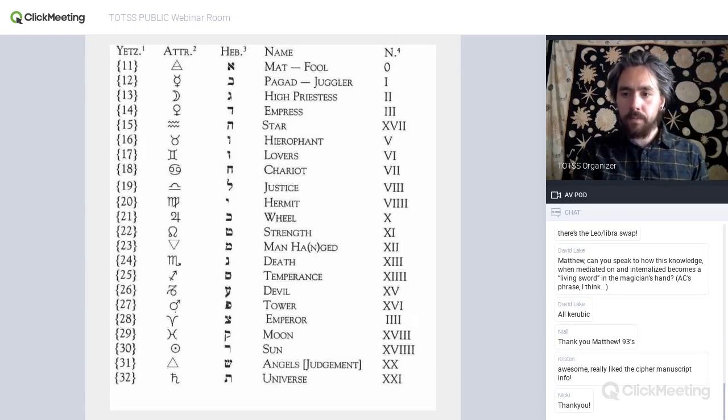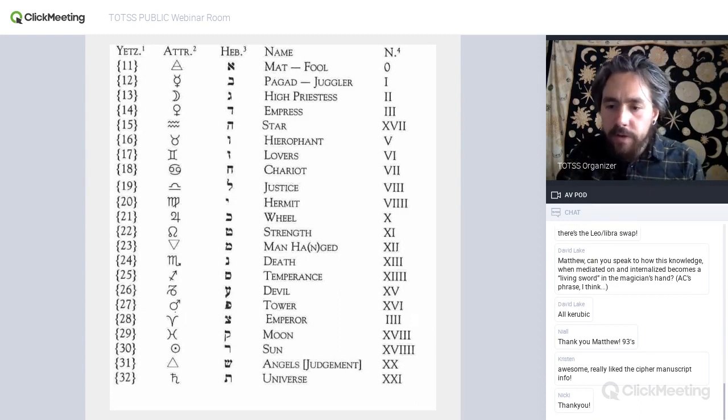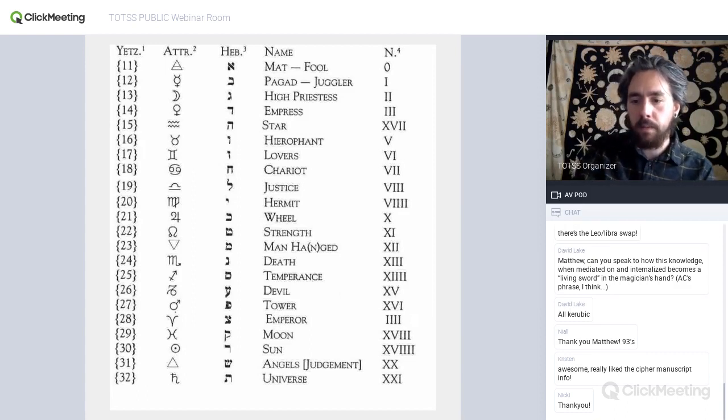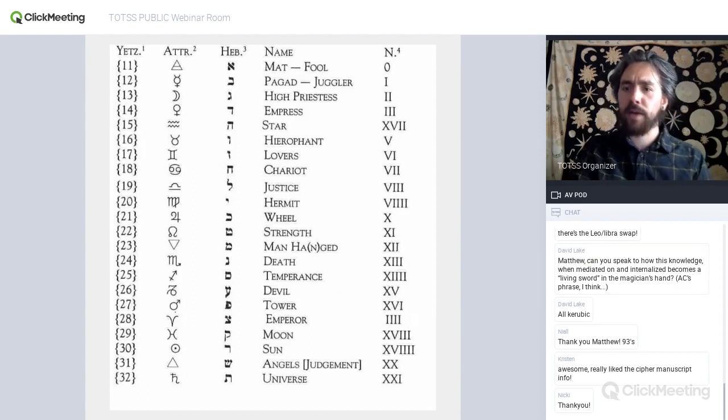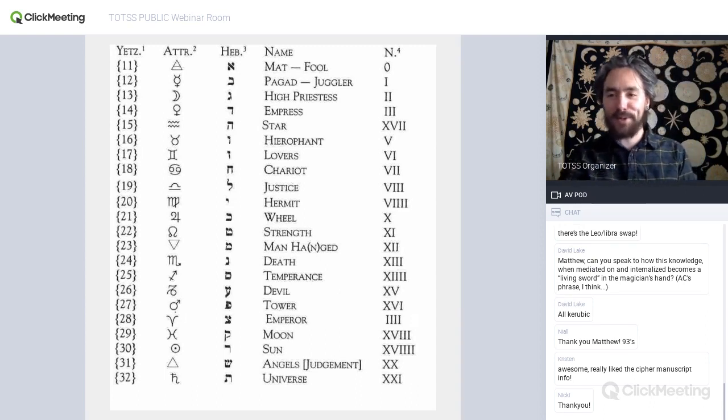Okay, yeah, so I'll just make a couple of comments before we wrap up here. David had the good question there where he says, let's see, how did he actually phrase it? So he said, can you speak to how this knowledge, when meditated on and internalized, becomes a living sword in the magician's hand? That sounds like Crowley. I don't recognize that quote, but it totally could be.